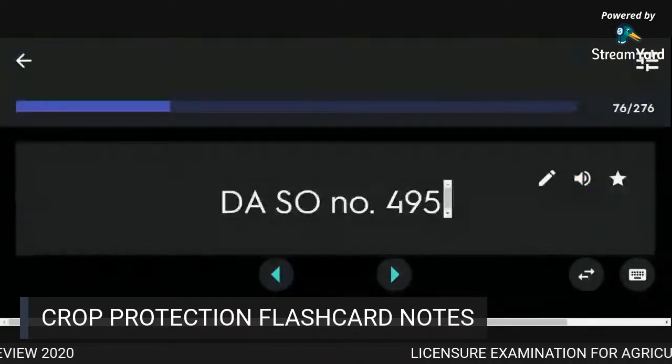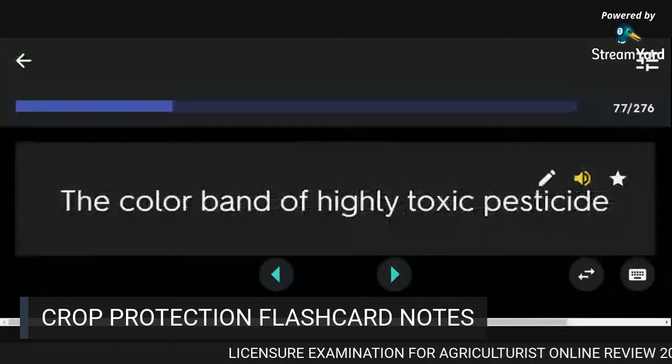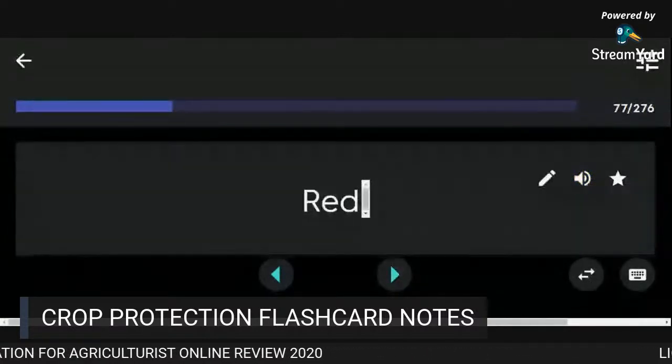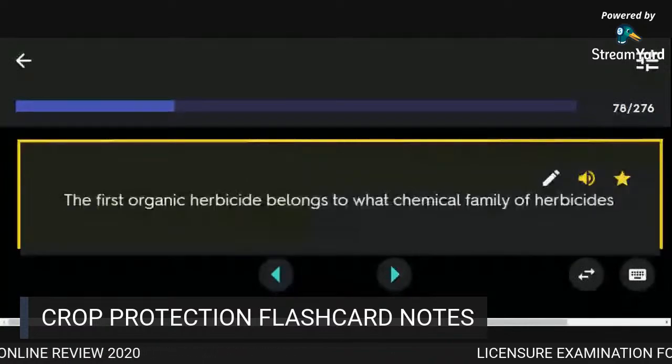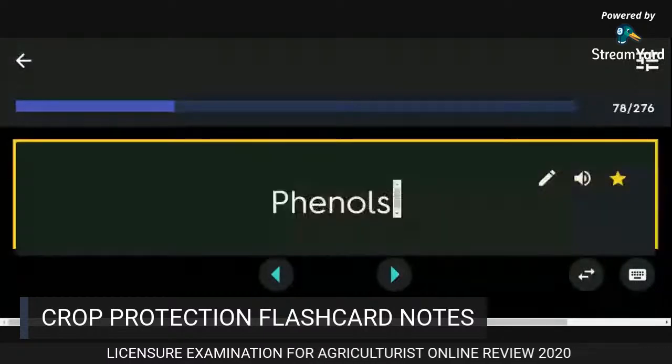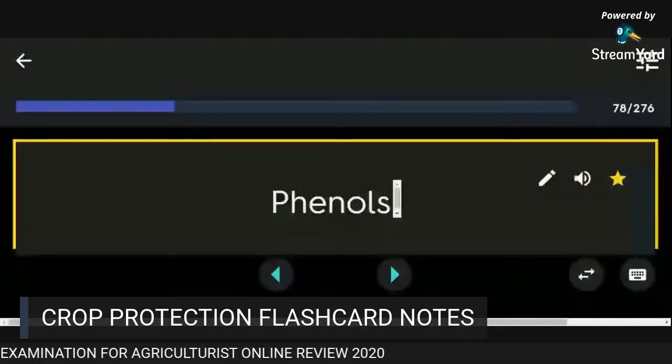The color band of highly toxic pesticide. Red. The first organic herbicide belongs to what chemical family of herbicides? Phenols. The risk of livelihood of an adverse effect due to exposure to a harmful chemical.